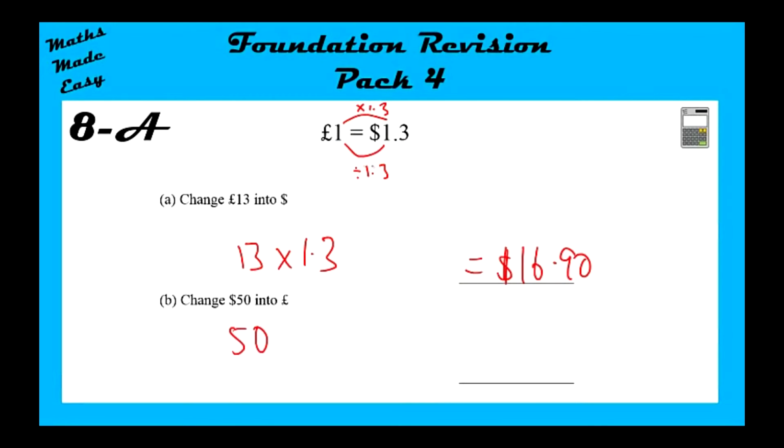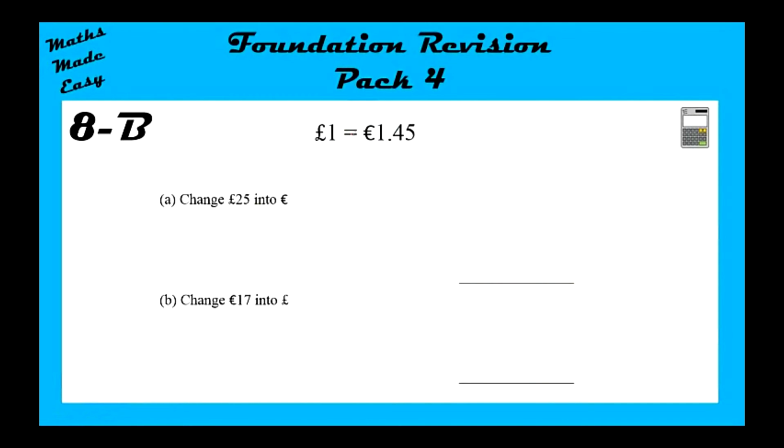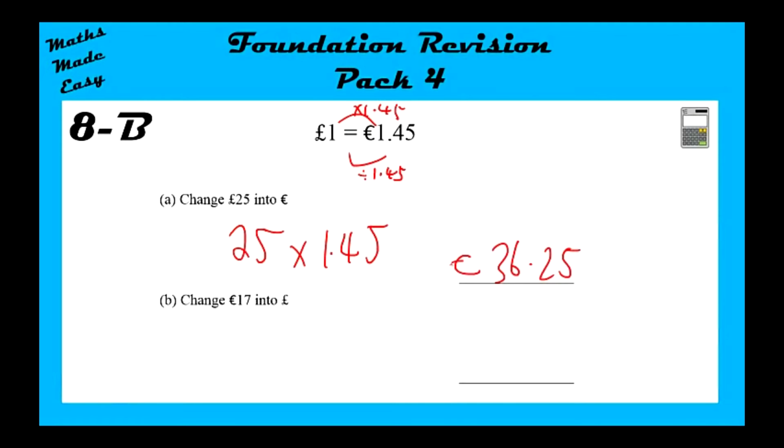This time we're going from dollars back to pounds, so we'll divide by 1.3. So you type that one in and you will get pounds this time, not dollars, and it comes out as 38.46, rounded to 2 decimal places again. It's question 8b if you wanted to try it. So similar logic, going this way we will times by 1.45, going back we'll divide by 1.45. So we've got £25, we're going from pounds to euros, so we're multiplying by 1.45, that comes out as 36.25 euros. Going back this way, we're dividing, so 17 divided by 1.45 comes out as, in terms of pounds, £11.72.